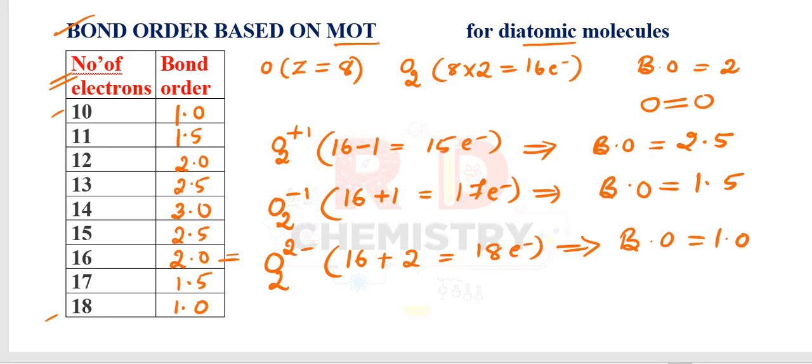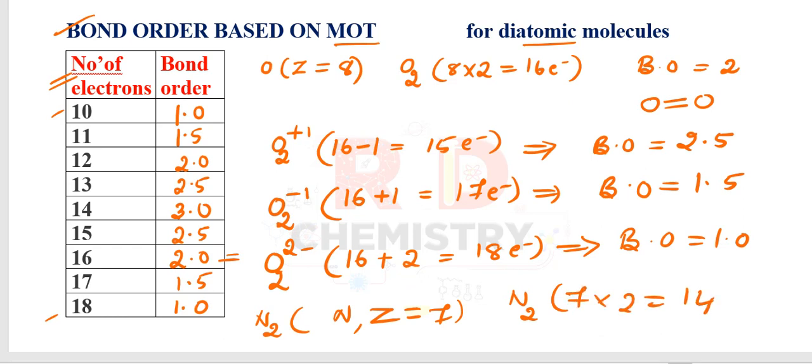Okay, so this is a small trick. Now let us go for the N2 molecule. If I take nitrogen, its Z value, atomic number, is equal to 7. So for the nitrogen molecule, electrons are equal to 7 into 2 is equal to 14 electrons. If there are 14 electrons, the bond order should be equal to how much? For 14 electrons it should be equal to 3.0. Okay, bond order 3. Between two nitrogen atoms there are 3 bonds. This is the meaning, right?